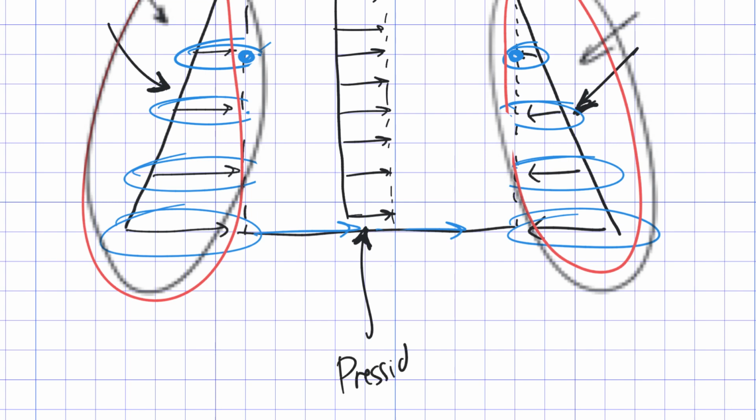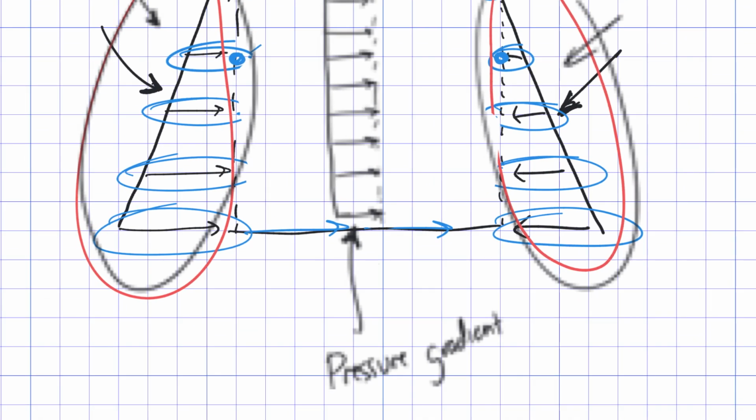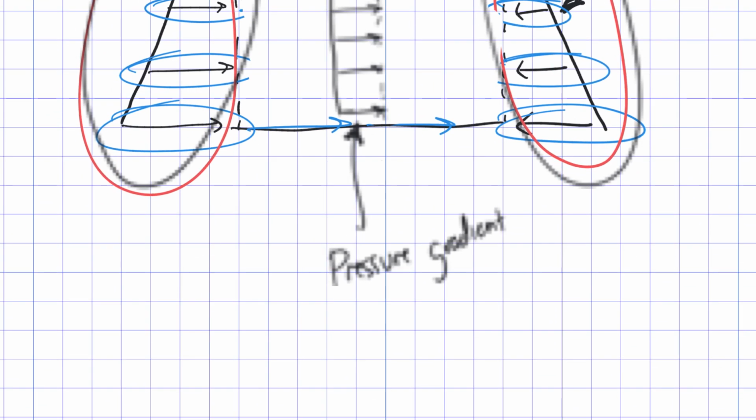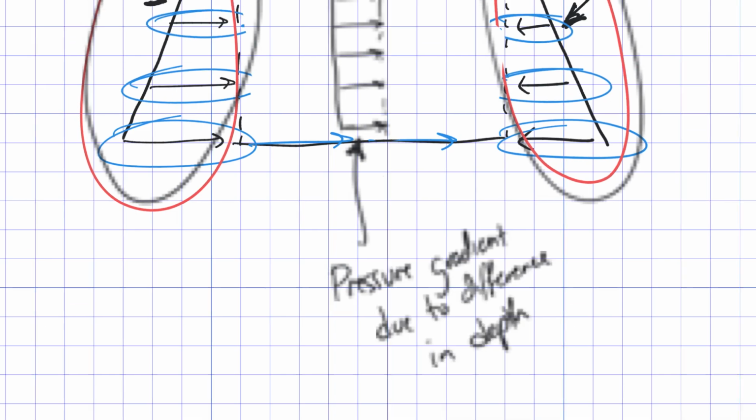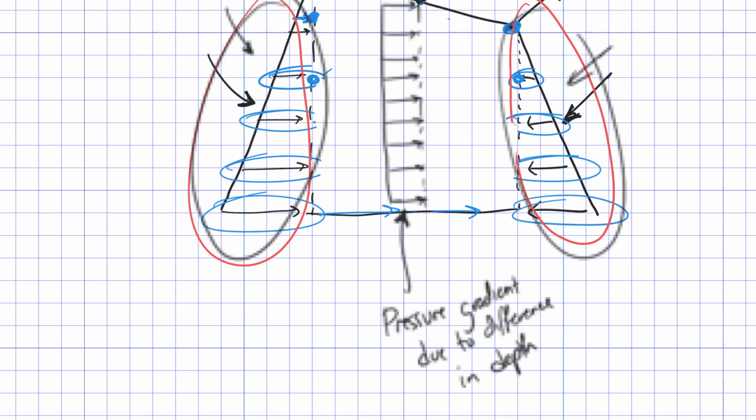It is the difference in pressure between... spelling is not coming to me today. So this is what we call a pressure gradient, okay? And basically, it is a constant. It is a constant through depth, okay? And so this pressure gradient is due to a difference in basically depths. Okay, so it is all caused by the fact that it is deeper over here than it is over here.